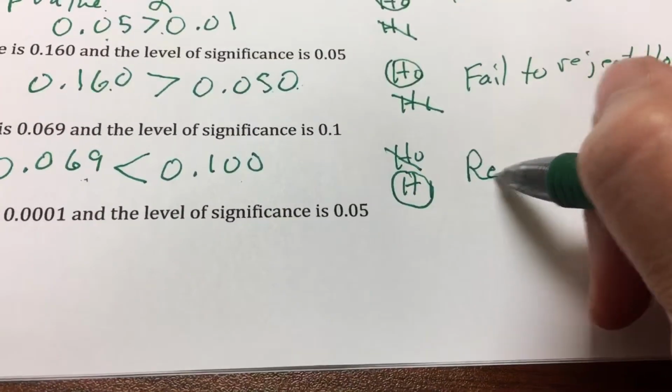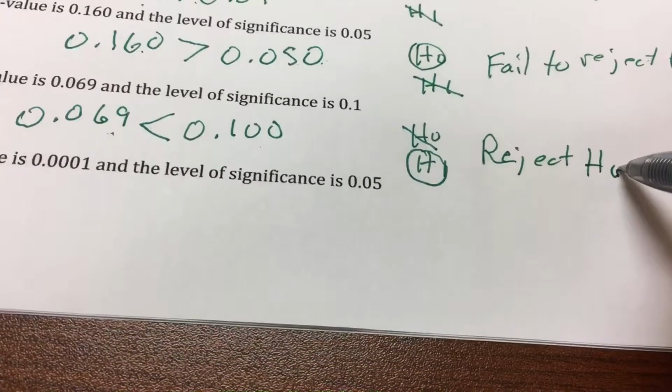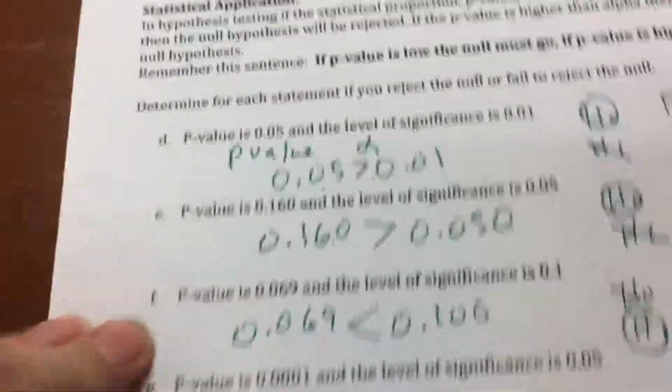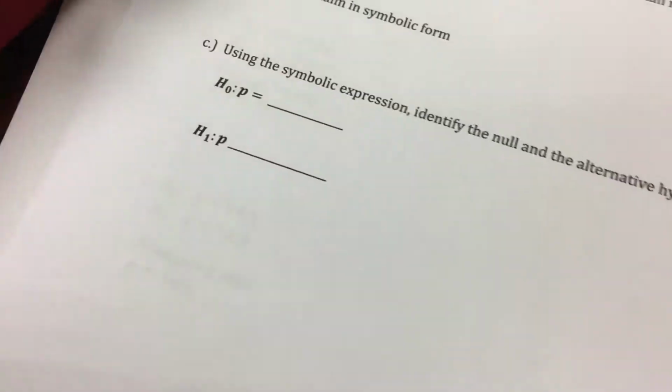It's always based on the null hypothesis, okay? The null. Okay, so you can do G. Okay, go ahead and finish out G. Okay, the next page. Let's look at this. Now this is our application of where you're going to be using this.